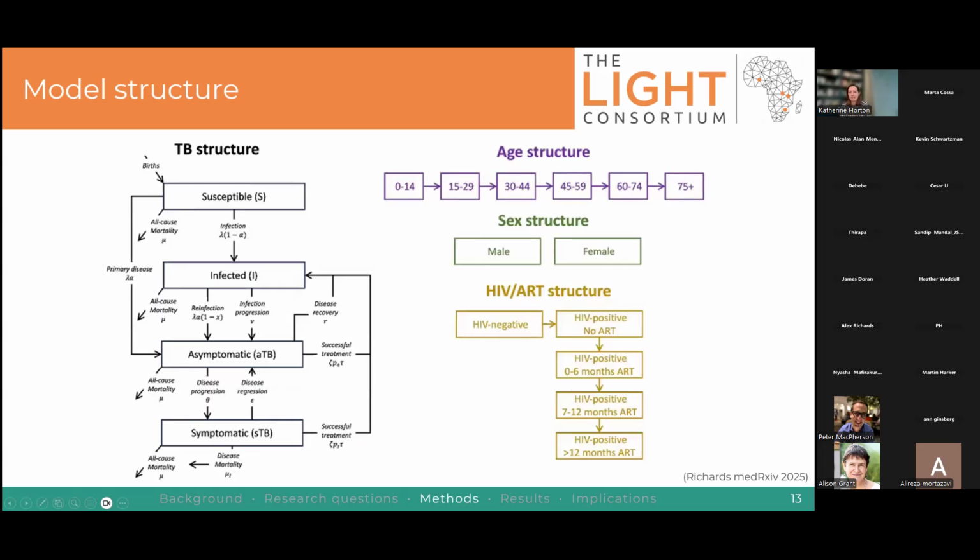So we conducted our analysis using a model that has TB, age, sex, and HIV-ART structures. Our TB model was derived from the TIME model, which many of you may be familiar with. But given the evolving understanding of TB natural history, we shifted from an approach that distinguished smear negative and smear positive disease to focus on asymptomatic and symptomatic disease. And we updated our model parameterization accordingly.